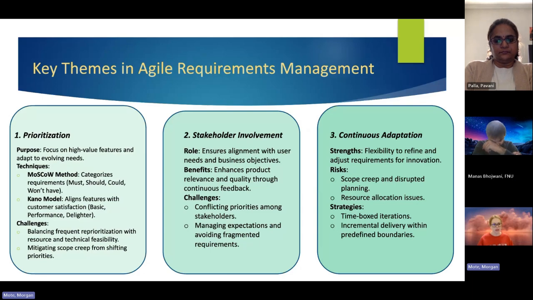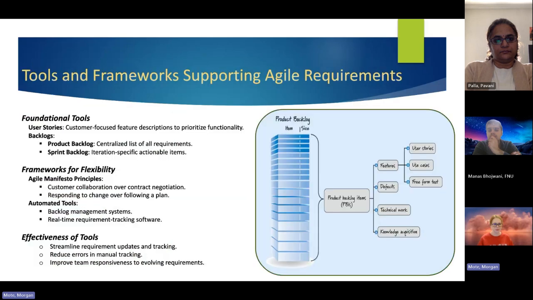However, this adaptability also comes with risks, as frequent requirement changes can result in scope creep, where the project expands beyond its original boundaries, and this can disrupt timelines and resource allocation. Additionally, misalignment can occur when teams fail to effectively integrate changes into the larger project context.